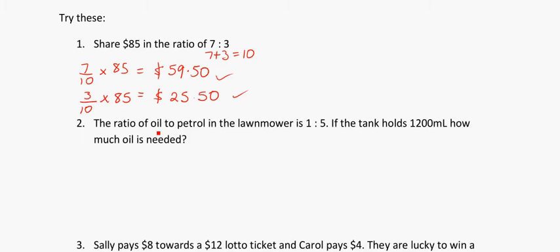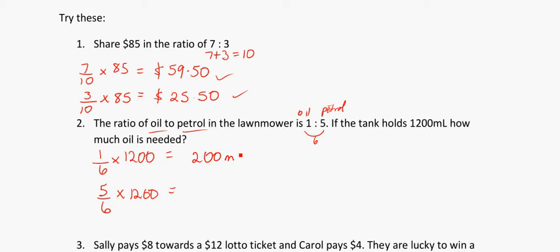The ratio of oil to petrol in the lawnmower is 1 to 5. So it's oil, petrol. You have more petrol than oil. If the tank holds 1200 millilitres, how much oil is needed? Okay, so we add the 5 and 1, makes 6. So we're going to have 1/6 oil and 5/6 petrol. So we get to do 1/6 of 1200 and 5/6 of 1200. And into your calculator, and we get 200 mils of oil.